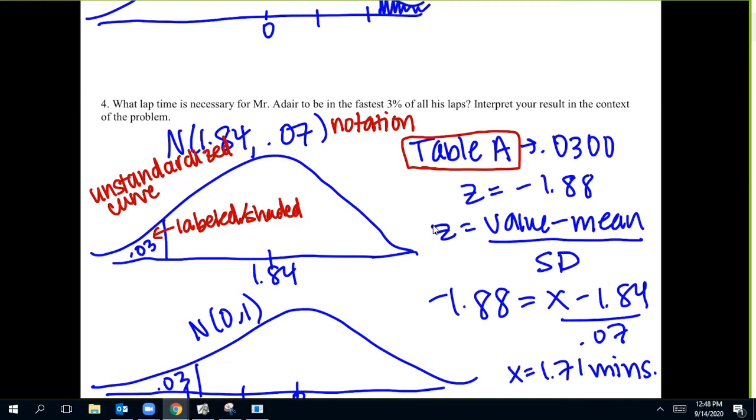Many of you might have done 0.97. That was what we did last time, when after the top 10%, we subtracted from 1. This is asking for the fastest 3%.